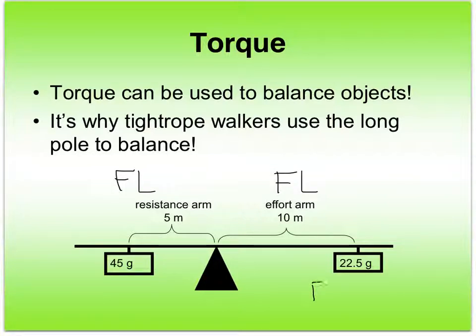The force here is equal to weight, which is equal to mass times gravity. So the weight of this object over here is half the weight of the other one because I've got double the lever arm. This is how a crane works.